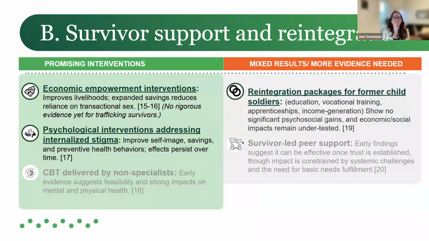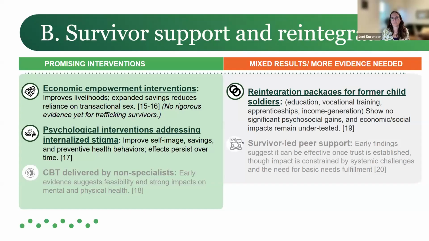And then with survivor support and reintegration, we've seen that economic empowerment interventions, more widely, especially at IPA, which does a lot of research and focus on economic empowerment interventions with our graduation approach, help to improve livelihoods and expand savings and have a lot of positive impacts. But there aren't many studies yet for trafficking survivors specifically. So that's an area of need and one where we hope to dig into more. Psychological interventions addressing internalized stigma help to reduce stigma, improve self-image and savings.